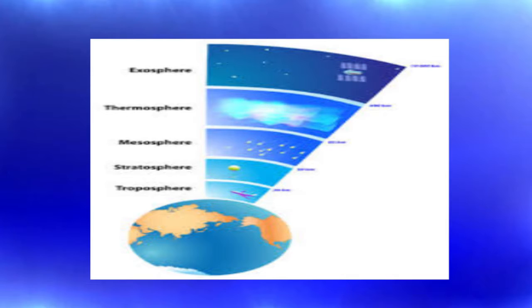Stratosphere, it is separated from the troposphere by a thin layer called the tropopause. Mesosphere is the layer that extends from a height of 50 to 80 kilometers approximately. Ionosphere or thermosphere, it extends from 80 to 600 kilometers above the surface. Exosphere, it extends from a height of 600 to an estimated height of 6,000 kilometers approximately.